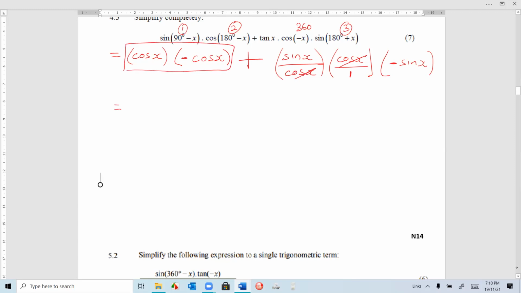A positive times negative is negative, so we're going to end up with a minus cos squared x. And on this side, we've got a positive times a negative, which is also a minus. And sine times sine is sine squared x. Now, I know there's a grade 11 formula that says that sine squared plus cos squared is equal to 1. But I got a minus and a minus. So what I'm going to do is take out a minus.